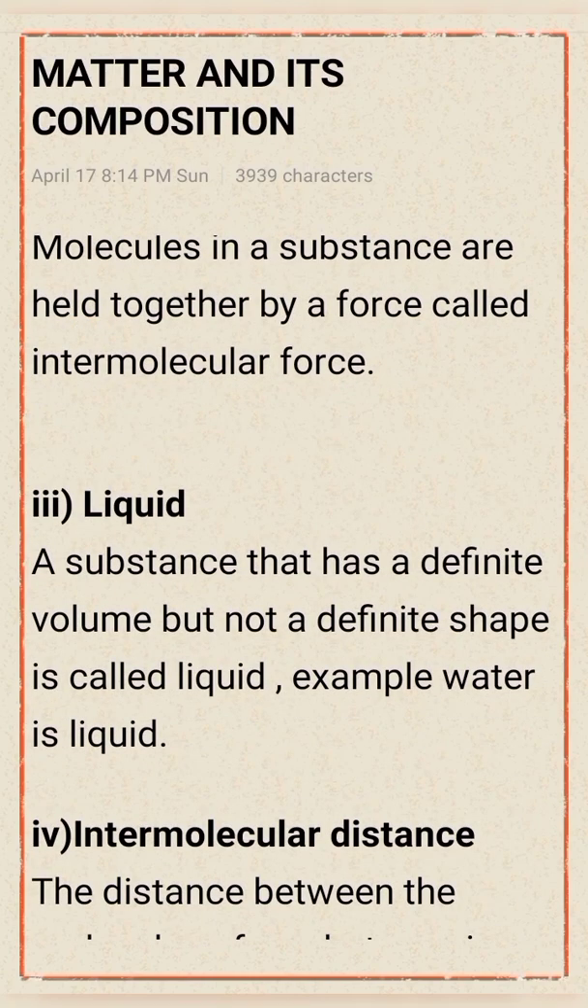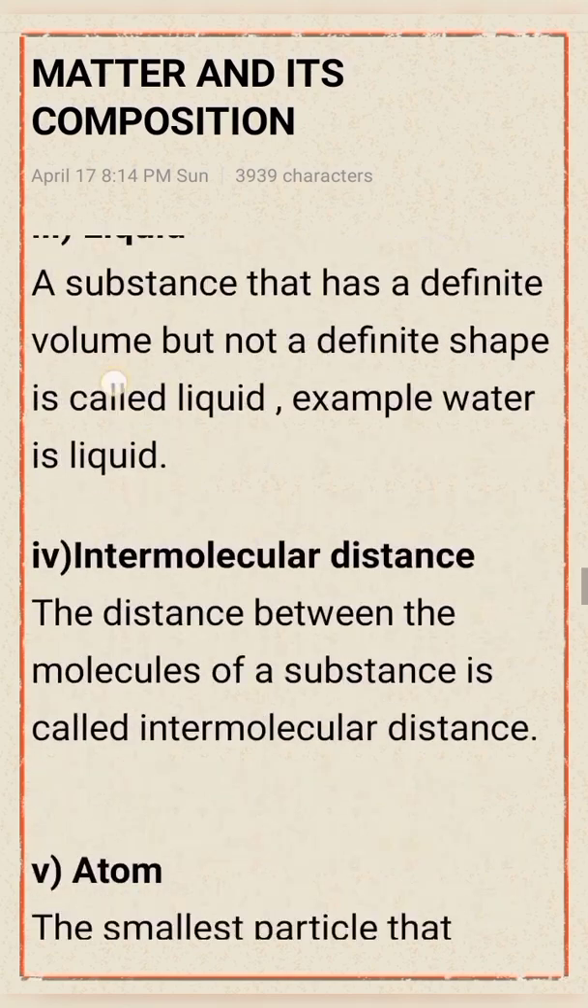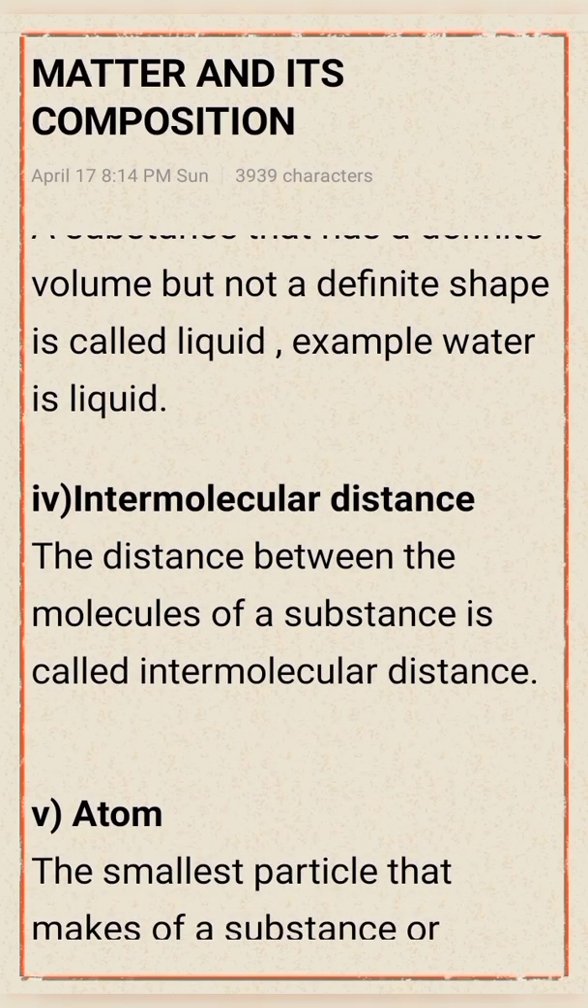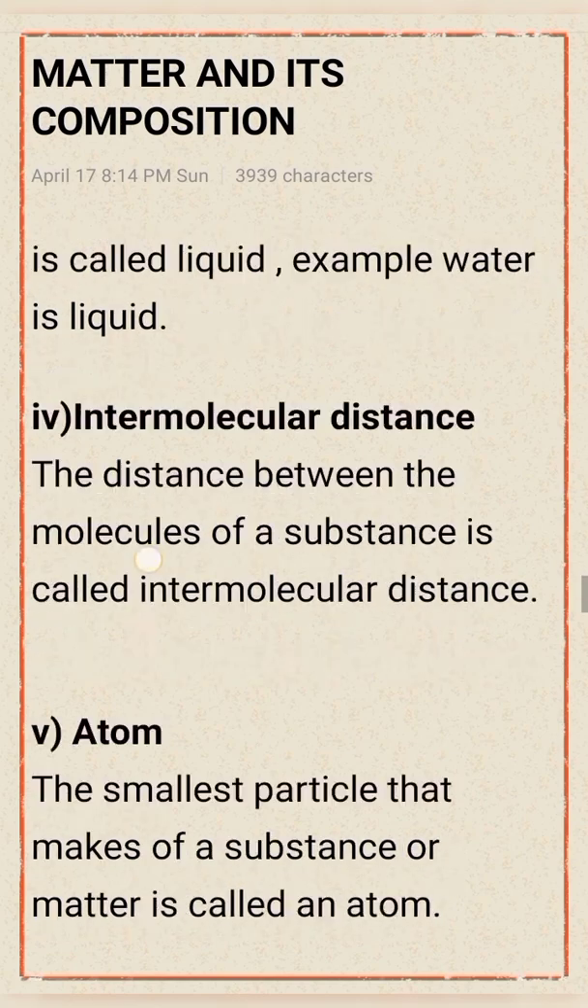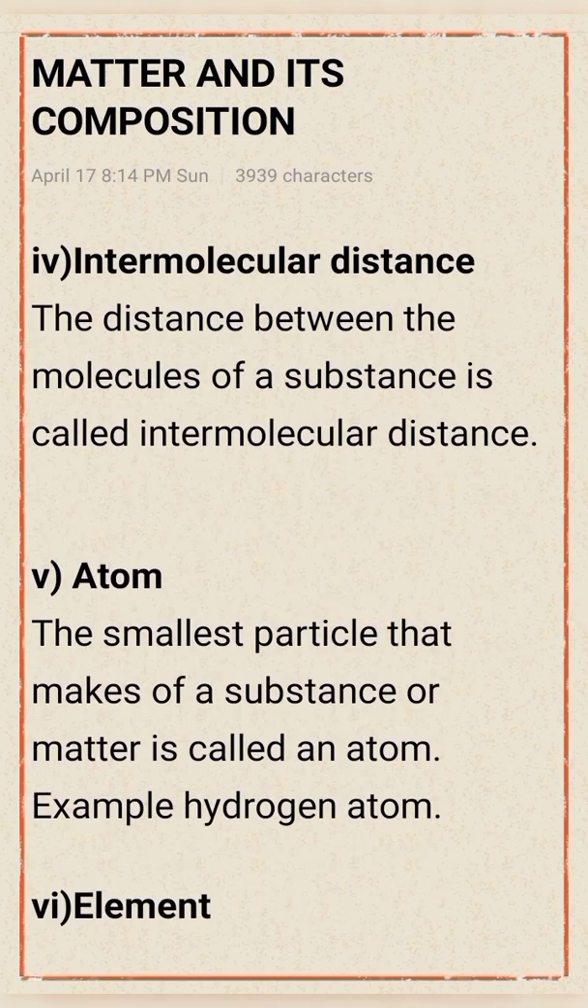Next term, liquid. A substance that has a definite volume but not a definite shape is called a liquid. Example, water is a liquid. Next term, intermolecular distance. The distance between the molecules of a substance is called intermolecular distance.